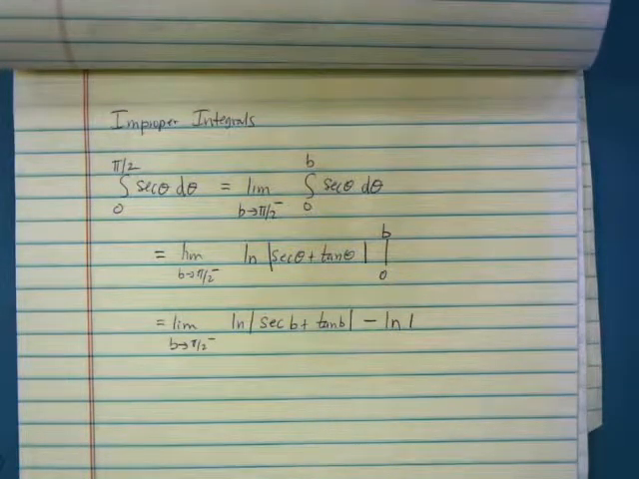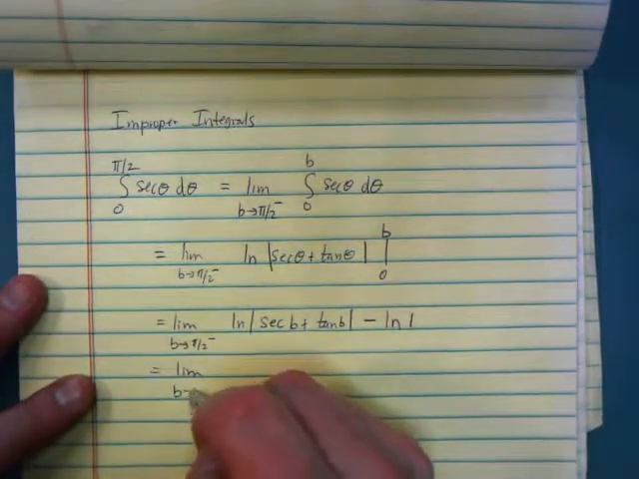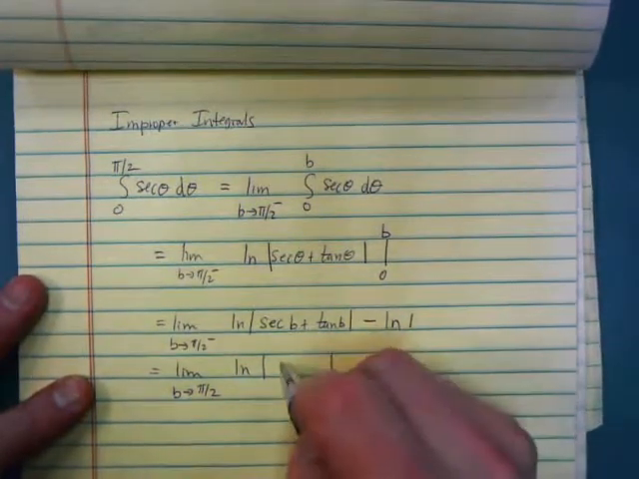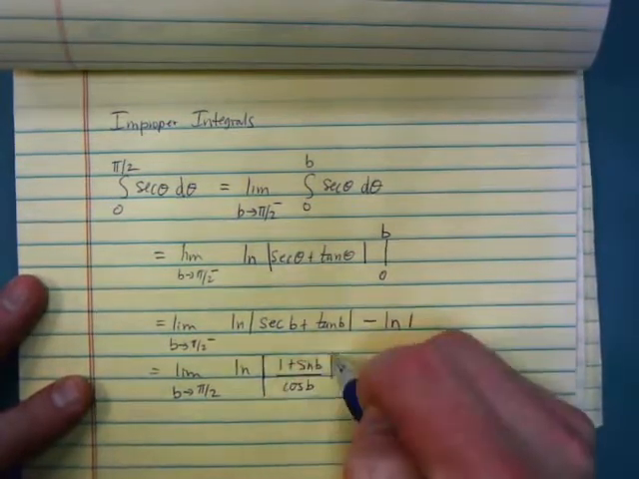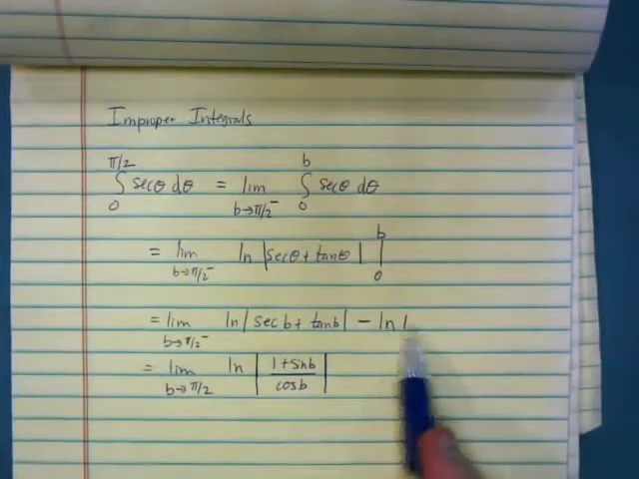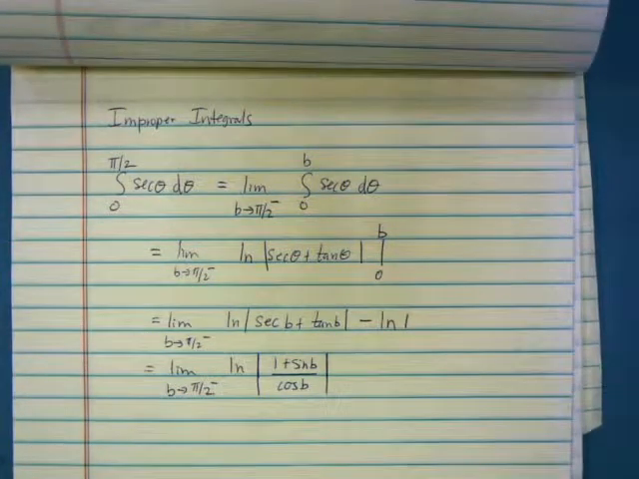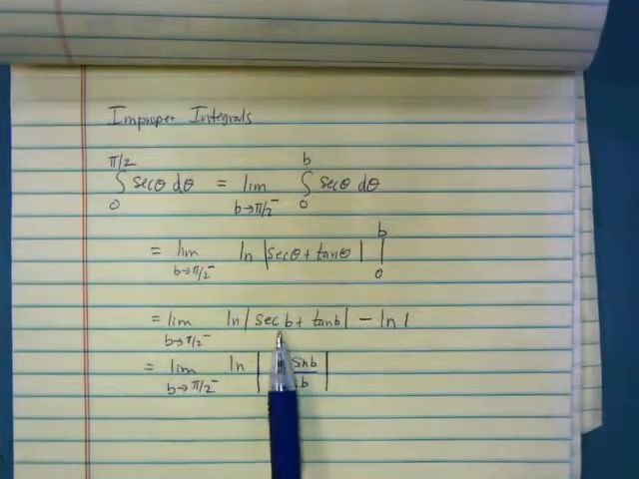I would say use your vast knowledge of calculus rather than use a calculator. How about if I were to write this as the limit as b goes to pi over 2 of ln of 1 plus sine b over cosine b, and then this minus ln 1, ln 1 is 0. How did I get 1 plus sine b over cosine b? The denominators are the same. This is sine over cosine. That's 1 over cosine. This one's sine over cosine, so they have a common denominator.